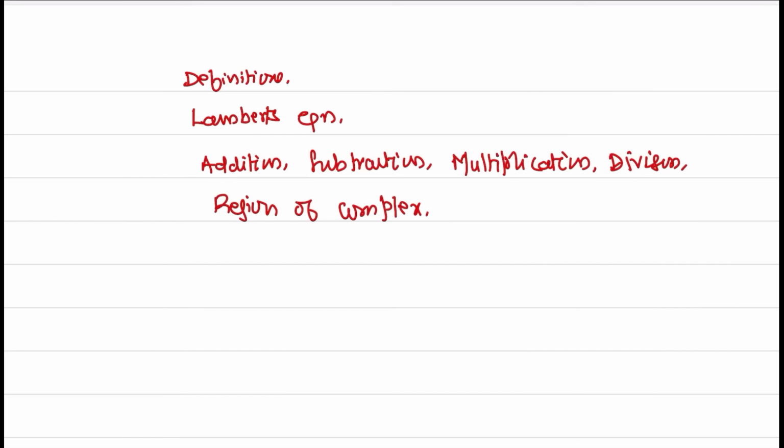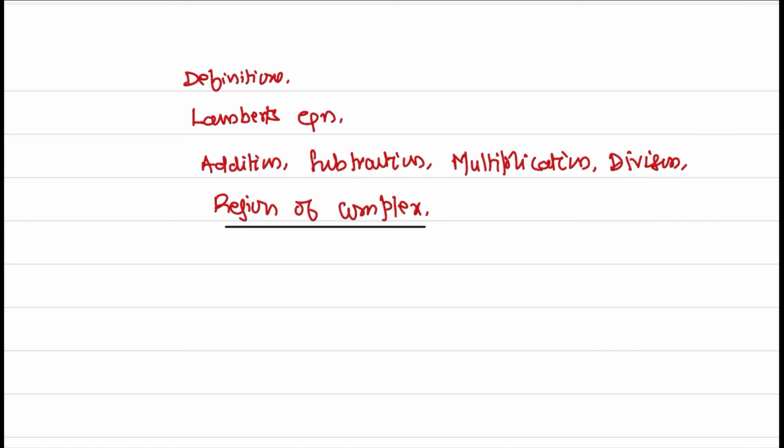Now, region of the complex number, it's very, very important. I'll take up one example on region of the complex number, a typical example, very tough one, maybe we'll take up in the next lecture. Region of complex. With that, we'll be putting a full stop to the complex algebra. We'll be going to complex calculus. Calculus of the complex numbers.